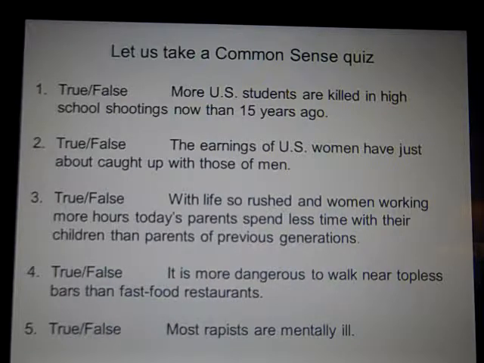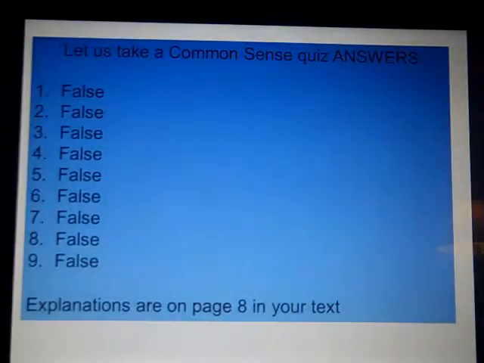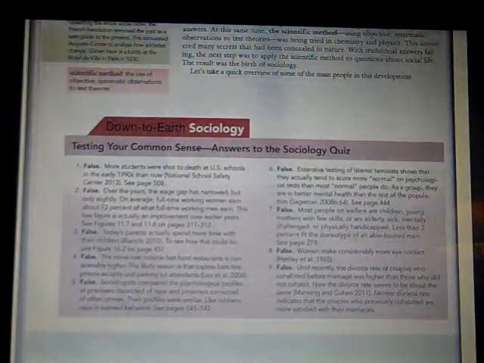Number 4, it's more dangerous to walk near topless bars than fast food restaurants. You might think, well, yeah, that's true. Really, it's not. It's more dangerous to walk by fast food restaurants. And we start to understand why. Number 8, compared with women, men make more eye-to-eye contact in face-to-face conversations. A lot of people think, well, that's true. Men are more assertive, they're dominant, they take charge and women are more passive and docile, and that's a false statement.